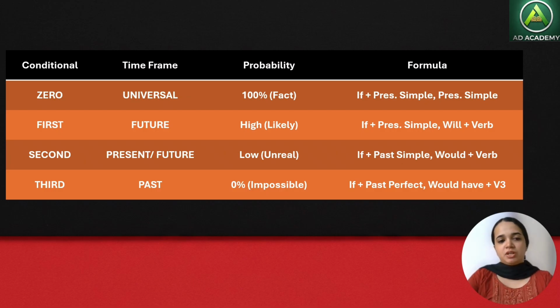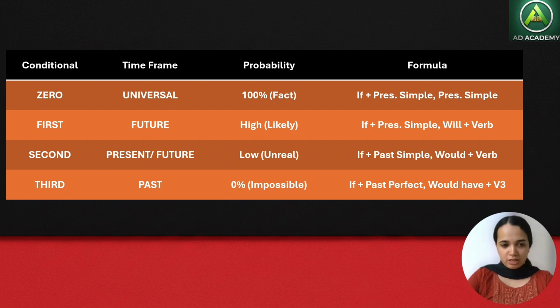And for the first conditional, the time frame is in the future. It is high, likely, realistic; there should be a possibility of it happening. So if plus simple present, comma, will plus verb. And for the second conditional, it can be present or future, and it is unlikely to happen, otherwise it is imaginary: if plus simple past, would plus verb. And for the third, that is criticism or regret about the past, there is zero probability of something from the past happening. Otherwise, we need to time travel. If plus past perfect, comma, would have plus V3.